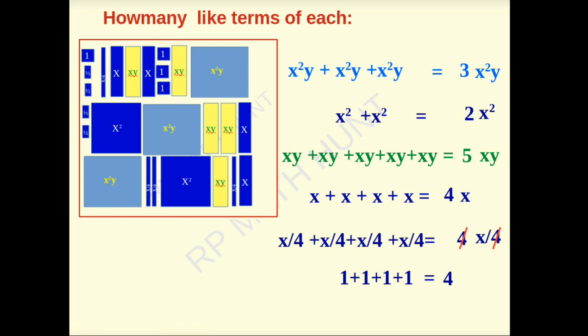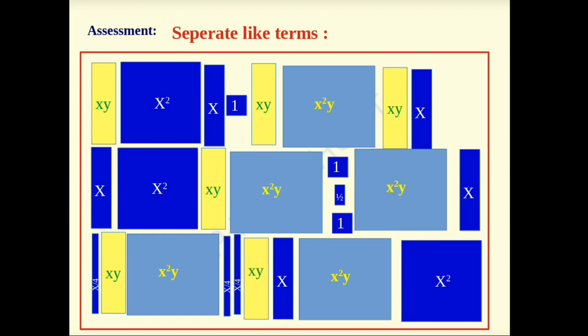Half plus half plus half plus half. 4 halves are there in the box. That is 2. My dear children, similarly, I gave one more problem on the screen. Separate like terms from them.